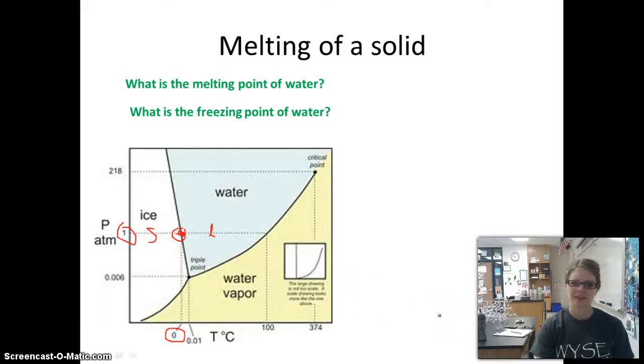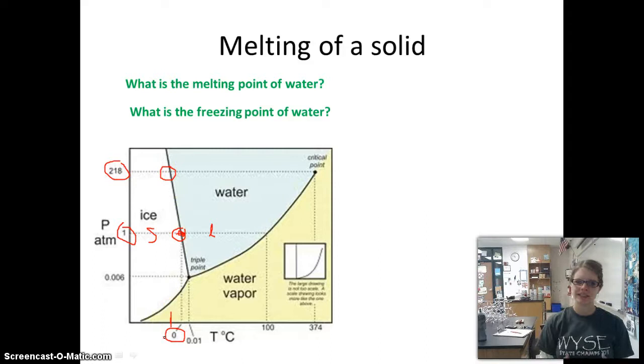But you can see on this chart that we can actually change the melting point or freezing point of water by just changing the pressure. Let's increase the pressure to something drastic like 218 atmospheres. I know that's pretty drastic. Here's our melting point then, which if we bring it down brings us to a negative temperature.